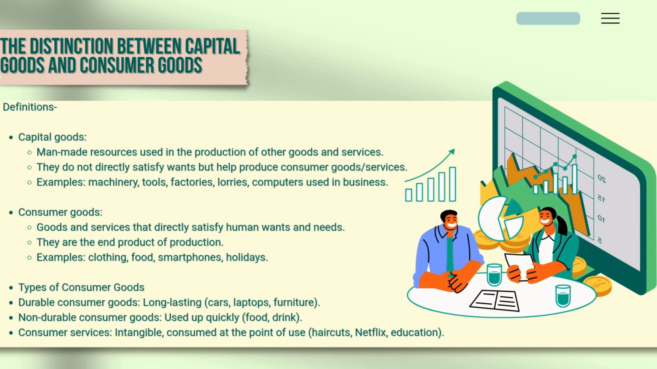On the other hand, consumer goods are goods and services that directly satisfy human wants and needs. They are the end product of production. Examples of these are clothing, food, smartphones, and holidays.